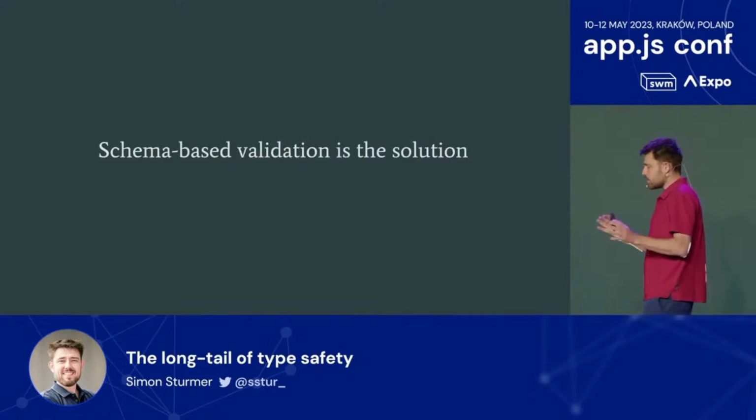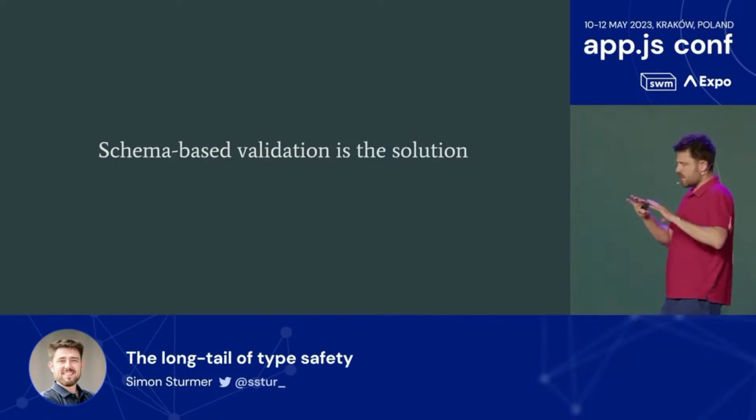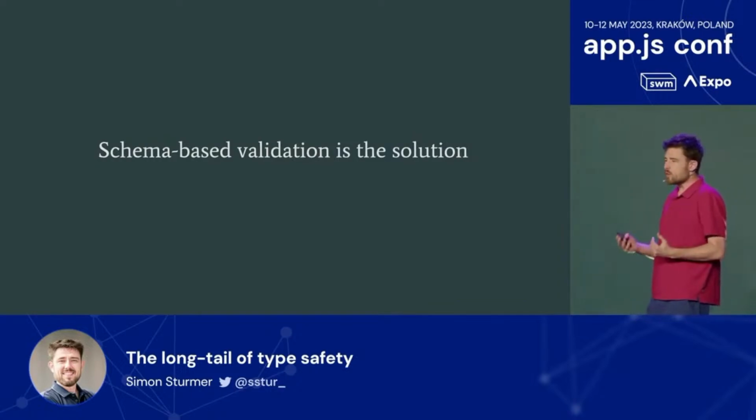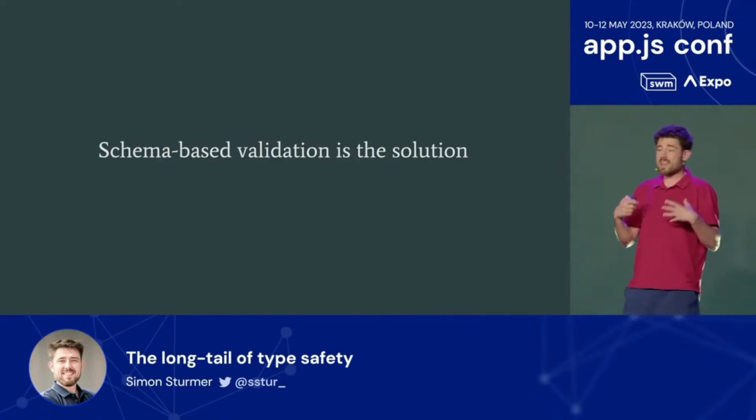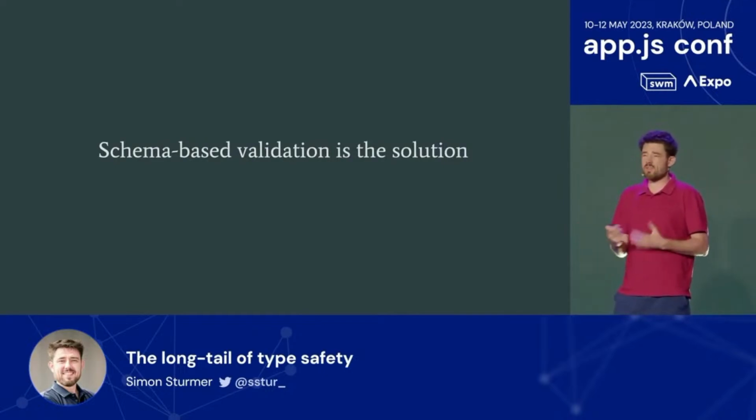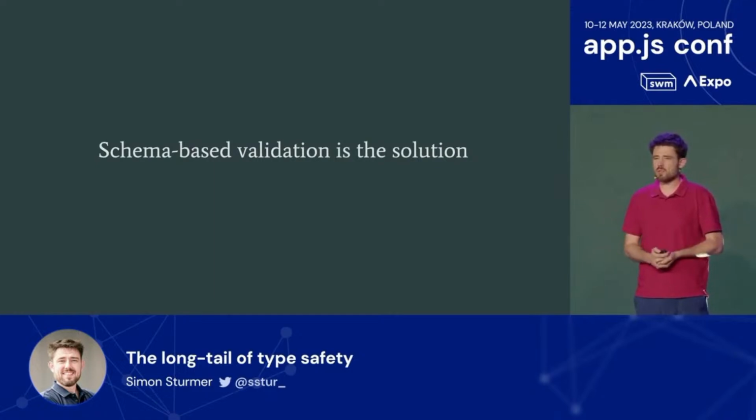So I think generally speaking, a lot of the problems that fall into this category of I/O boundary stuff can be solved with schema-based validation, right? So essentially Zod or one of the other similar libraries is the solution to a lot of the untype safe stuff that TypeScript doesn't really give us solutions for out of the box.